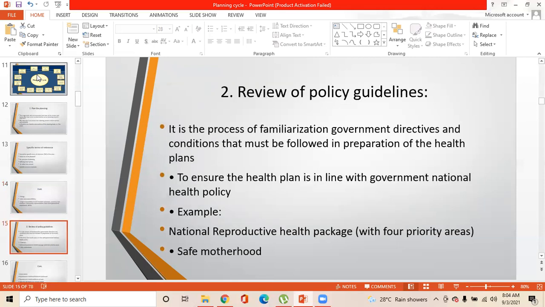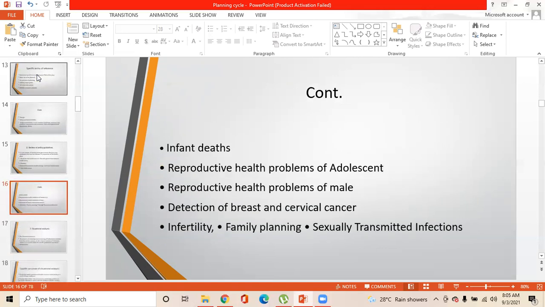Review of policy guidelines. It is the process of familiarization with government directives and conditions that must be followed in preparation of the health plans, to ensure the health plan is in line with the government national health policy. An example is the National Reproductive Health Package with priority areas: safe motherhood, infant death, reproductive health problems of adolescents, reproductive health problems of males, detection of breast and cervical cancers, infertility, family planning, and sexually transmitted infections.